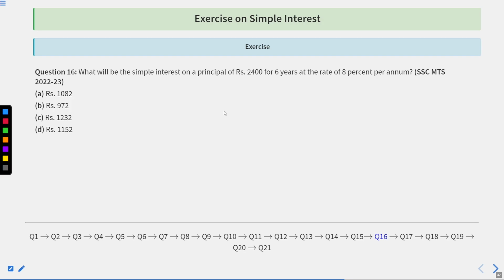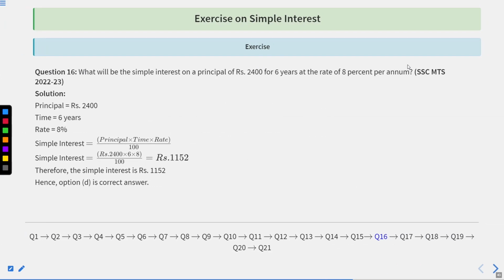Question number 16. What will be the simple interest on a principal of rupees 2400 for 6 years at the rate of 8% per annum? So the principal is equal to 2400 rupees, the time is equal to 6 years and the rate is 8%. So the simple interest is equal to principal into time into rate upon 100. So the simple interest will be equal to 2400 times 6 times 8 upon 100. So it is 1152 rupees. So the simple interest is rupees 1152. So the correct option here is option D.